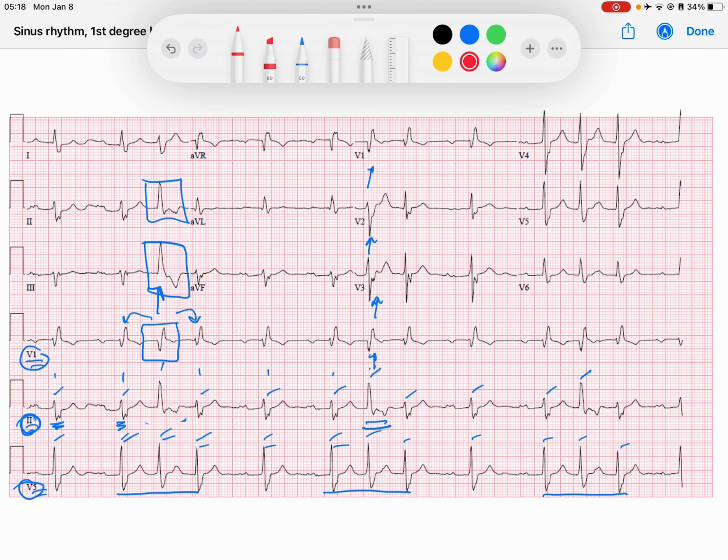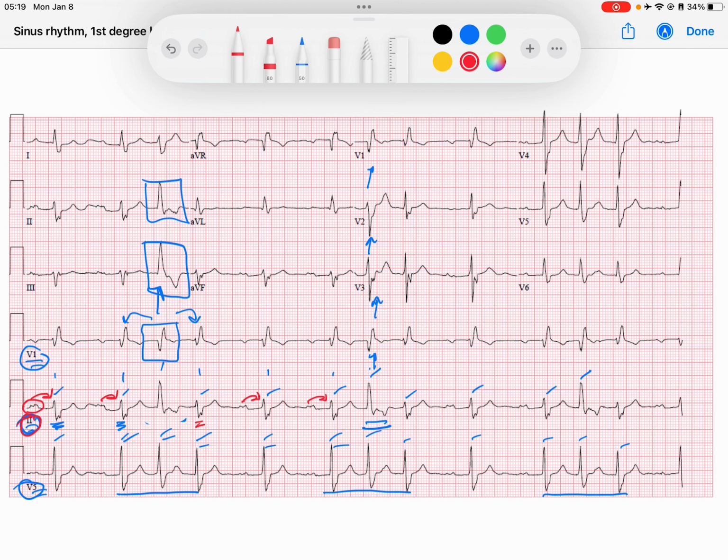For our baseline rhythm, I want to know what is driving this rhythm. If I go back to lead 2, I notice there's a little P wave that appears to be before this QRS. This is that P wave, and it seems this is another P wave going to this QRS. We've got the same QRS here. We've got P wave to QRS, P wave to QRS.